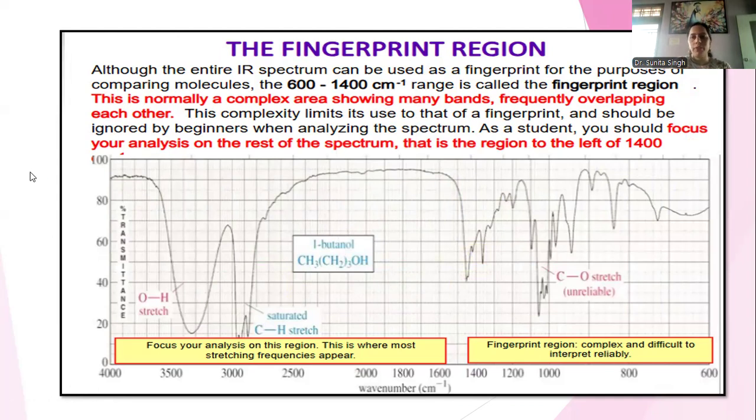This range is called the fingerprint region, and it is normally a complex area. The focus of your analysis is on the region beyond, on the left of that 1400 centimeters. 600 to 1400 is the fingerprint region, and it is difficult to interpret reliably, but our focus is on this part which is left of that 1400 centimeters. The fingerprint region is a little bit complex area.